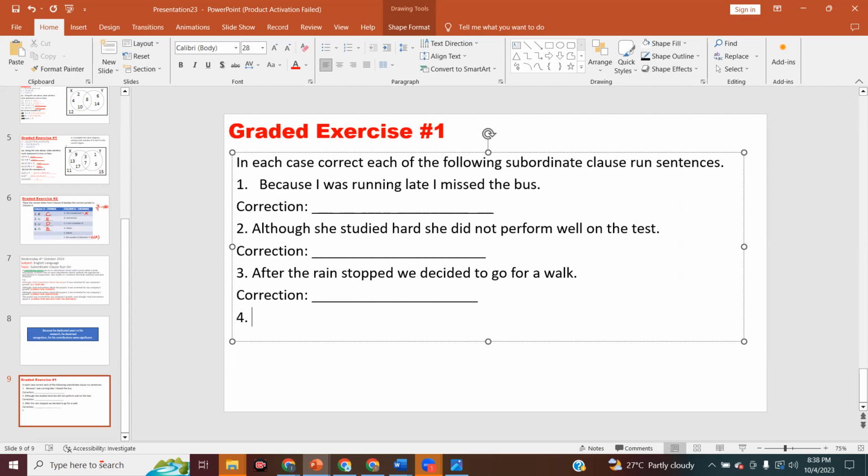So we're just fixing it, just changing it around. Just fix it. You're either going to put a comma, semicolon, or restructure. All right. Since it was cold outside, I wore my warmest jacket.